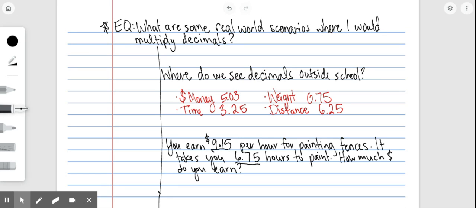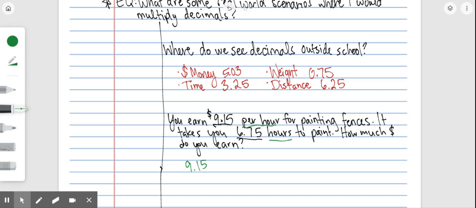And then also we know that we're multiplying because we're talking about per hour and we're giving a number of hours. So this combination of the word per hour and the number of hours tells us that we're going to multiply those two things. So we're going to take $9.15 and multiply it by 6 hours and 75 hundredths of an hour. So that's going to be a multiplication problem. And then just what we did yesterday takes over.